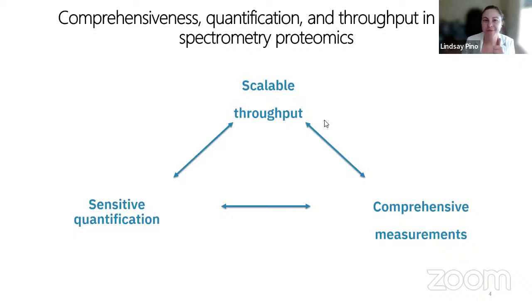So scalable throughput, the first thing we have to think about: how many samples are we running? Second thing we have to think about, how comprehensively do we need to measure the proteome? This is how many peptides, how many proteins do we have to measure? Some research questions, you really only care about one protein or a handful of proteins. Other research questions, you want to know every single protein that's in the sample. And then finally, how sensitive of quantification do you need for your experimental purposes?